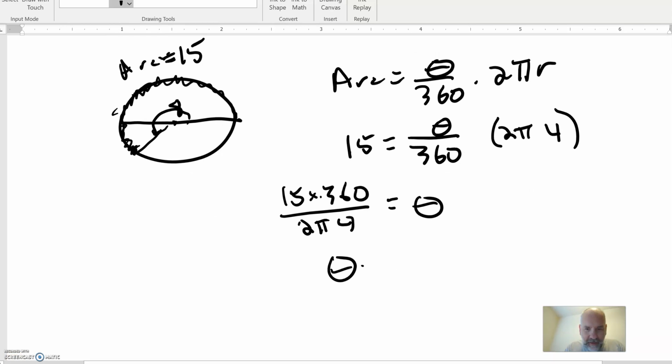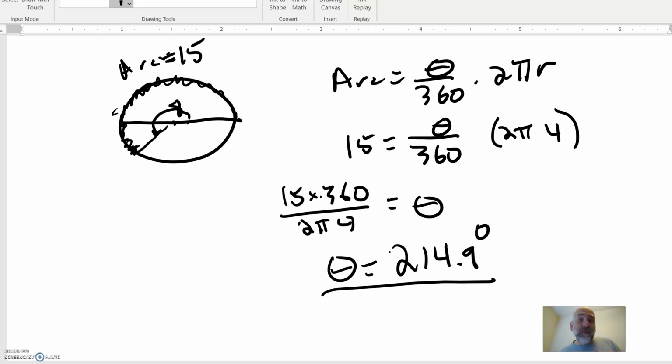So it's theta equals 214.9 degrees. Make sure you show really clear work on these problems. I want to see your formula. I want to see how you're working it out. I don't want to just have an answer. Just having an answer by itself is not good enough.